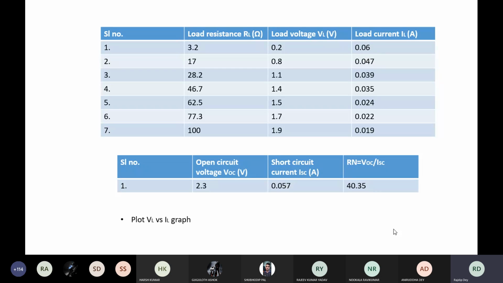So we'll measure the load voltage and load current. From there we'll form the graph and take the open circuit voltage and short circuit current. From there we'll measure RN, and finally we'll compare ISC with the y-intercept, and with RN, -1 by RN will be the slope. Now what we need to measure: VL and IL with different RL positions. And finally we need to measure VOC, the open circuit voltage of the load, and ISC, the short circuit current of the load. Okay, so let me play.